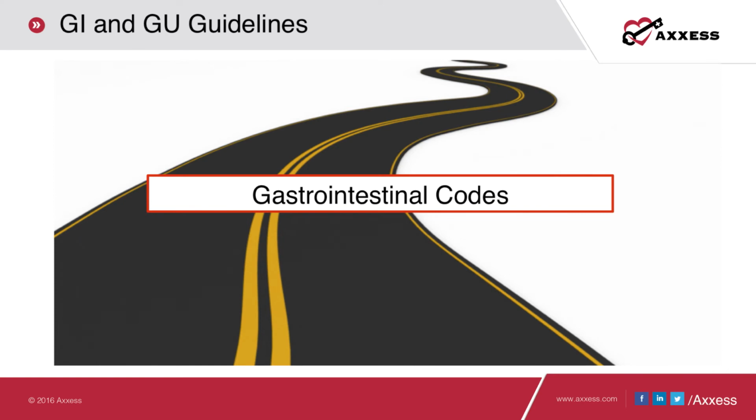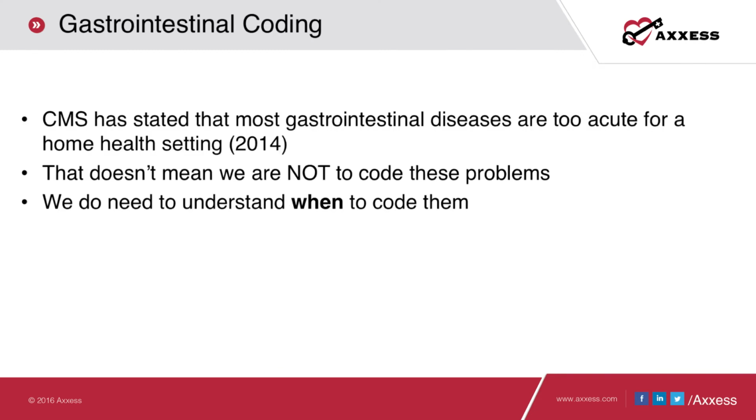So now that we know some background information, let's go ahead and get into talking about gastrointestinal codes in home health and ICD-10 coding. Now, CMS told us way back in 2014 and even before that that most gastrointestinal diseases are too acute for the home health setting. And they told us that in a final rule where they took the case mix points away from most of the GI codes. And that was way back in ICD-9.